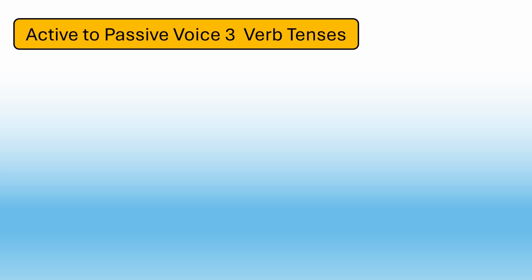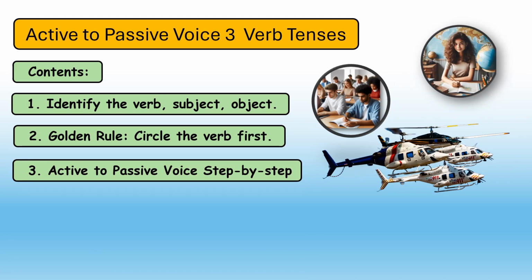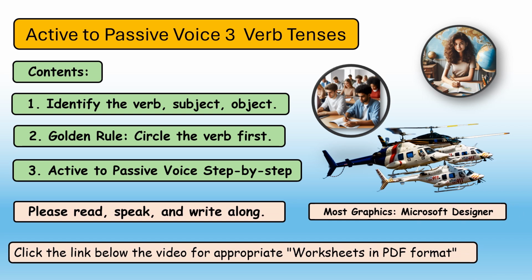Active to passive voice number 3, verb tenses. Contents. 1. Identify the verb, subject and object. 2. Golden rule. Circle the verb first. 3. Active to passive voice step by step. Please read, speak and write along.